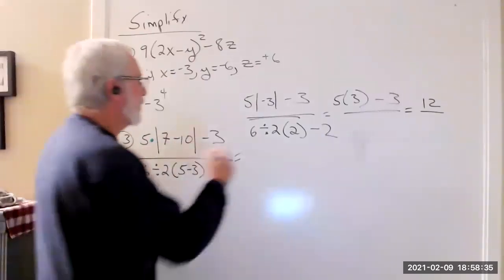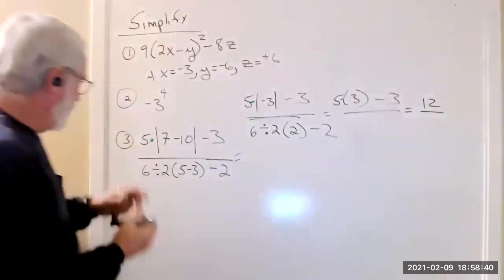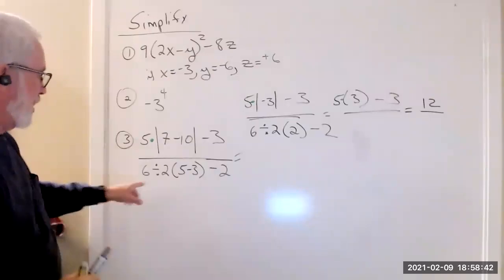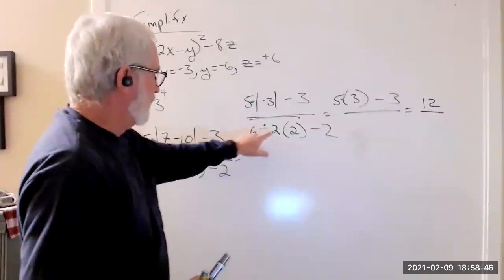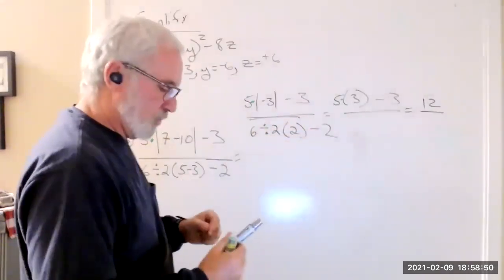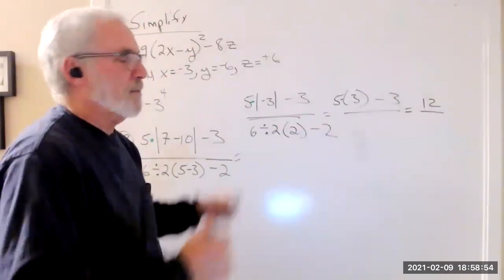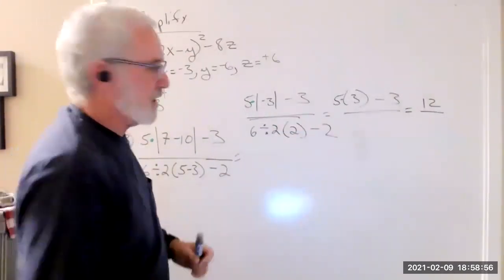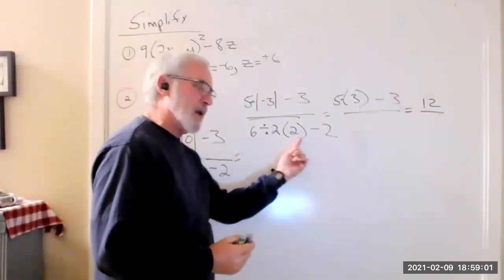Okay, good clarification. Now on the denominator on the bottom, I saw the parentheses, 5 minus 3 is 2. So I have 6 divided by 2 times 2 minus 2. Okay, too many 2's here. I'm hoping not to trip you up, but I was expecting this. Right here, we have a combination of multiplication and division.